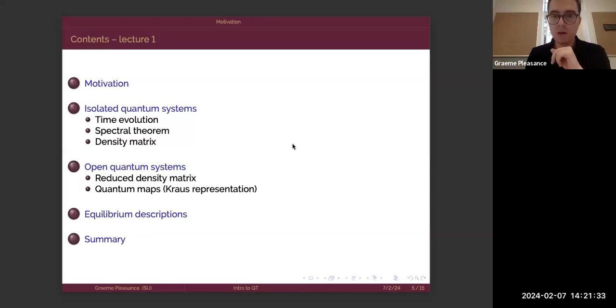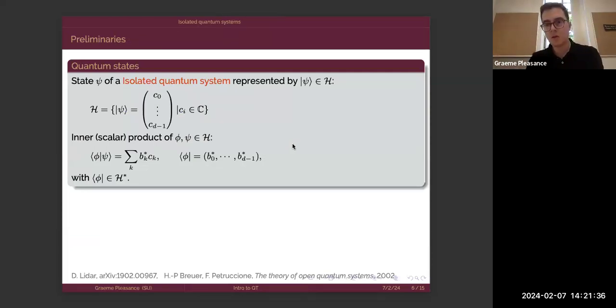So okay, let's start. I'm just going to review the main concepts of foundational quantum mechanics. As I'm sure some of you are already aware, the state of any isolated quantum system can be represented by a vector which lives in a finite dimensional vector space, which here I denote by H. Essentially this vector space can be viewed as the set of all possible physical states.